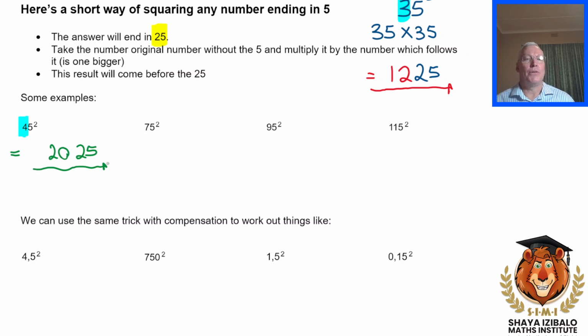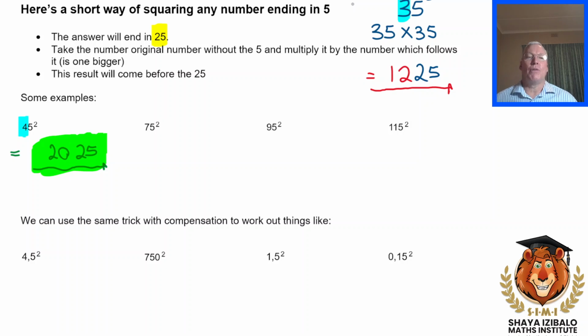45 squared is 2025. And that's really cool because what that means is that this year, 2025, is actually a perfect square. The last perfect square year was 44 squared, which was in 1936. And the next one will only be in 2116. That will be 46 squared.